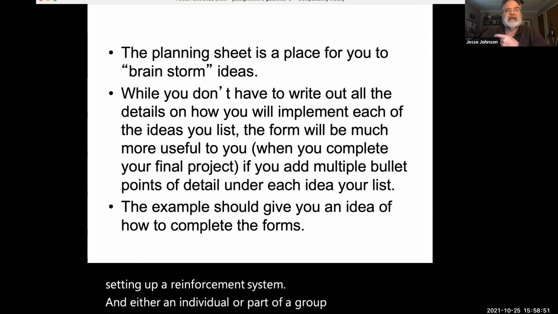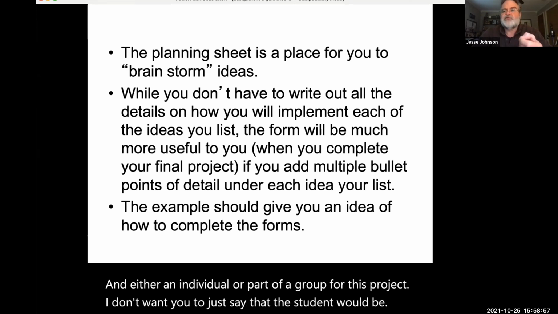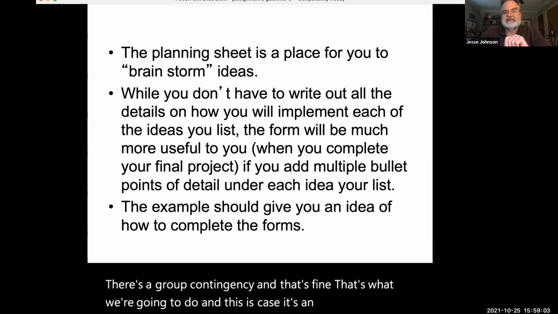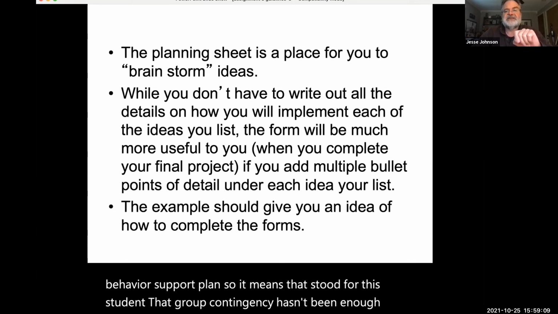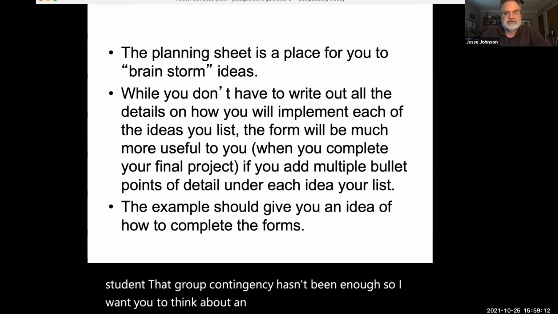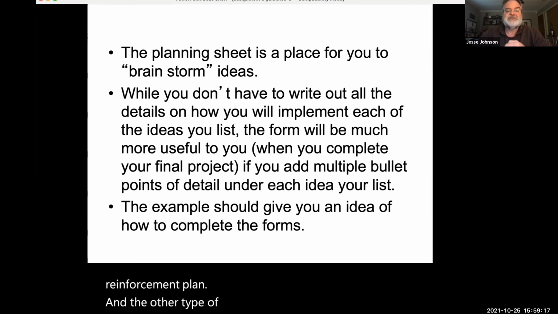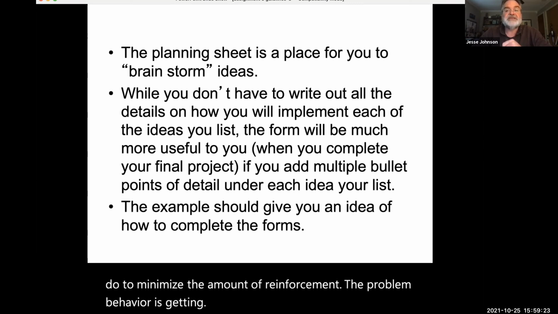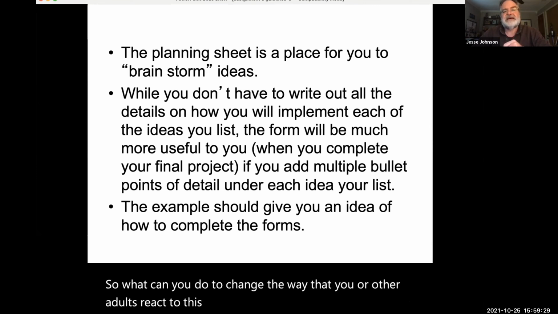For this project, I don't want you to just say that there's a group contingency, and that's fine, that's what we're going to do. In this case, it's an individual behavior support plan. So it means that for this student, that group contingency hasn't been enough. So I want you to think about an individual behavior contract or reinforcement plan. And the other type of consequent strategy is things you do to minimize the amount of reinforcement the problem behavior is getting. So what can you do to change the way that you or other adults react to this student, so as to minimize the reinforcement the student's getting for the problem behavior?